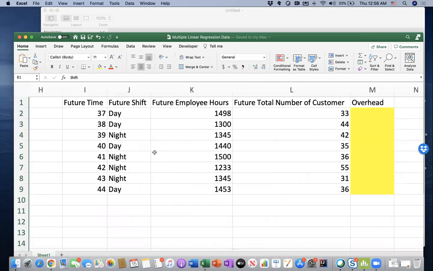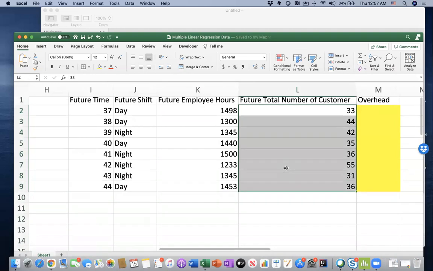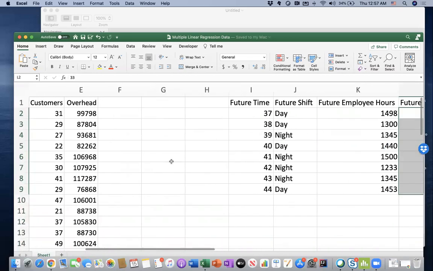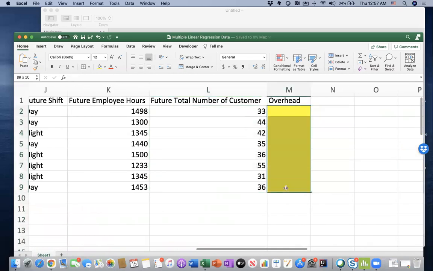So as the data continues, let's assume that we are planning for the future, let's say next week or next month, whatever that is. And let's assume that we know that the shift is going to be day or night. And we assume that we plan to have this many employee hours that we are going to put into the service on that shift, and with this many customers that we expect to serve. By learning from the multiple linear regression, can we predict the overhead cost here? Multiple linear regression hopefully is going to give us that prediction power.